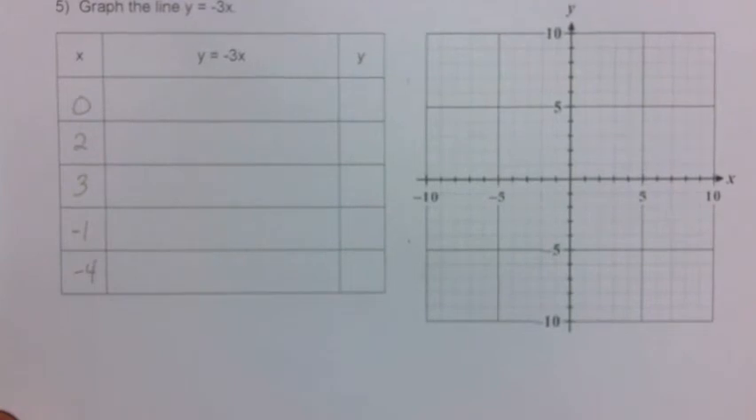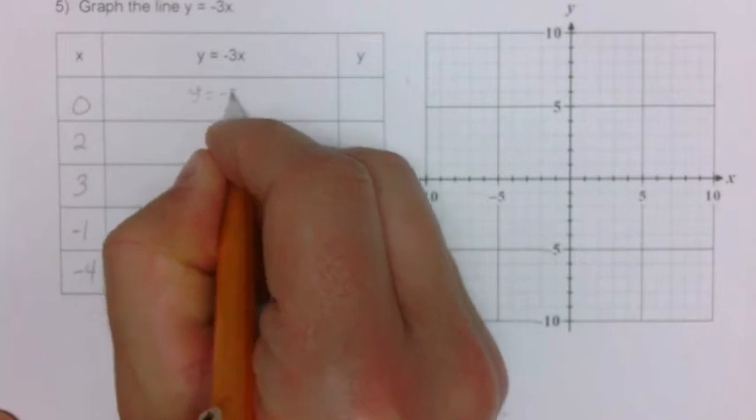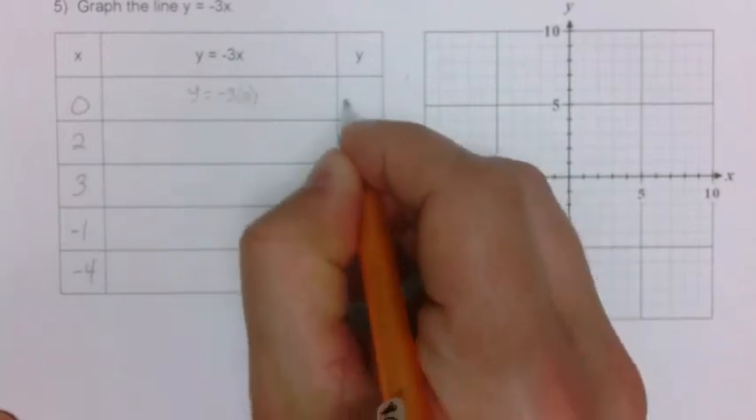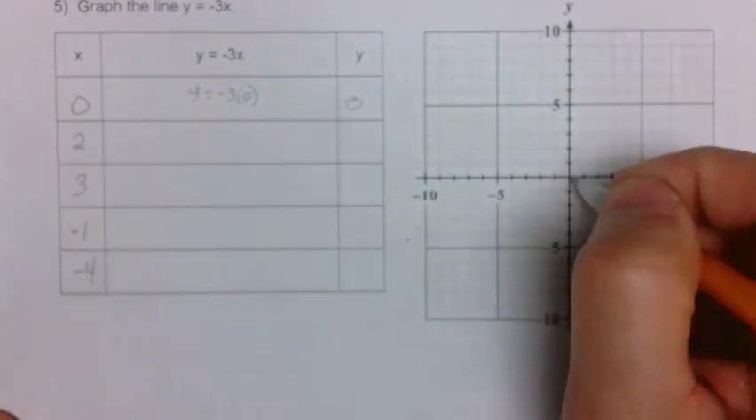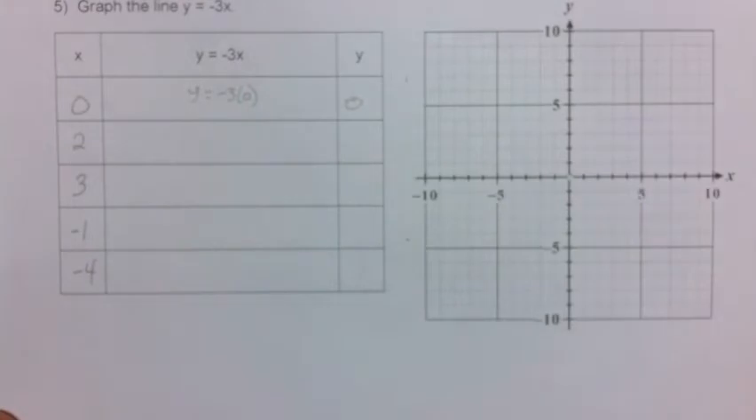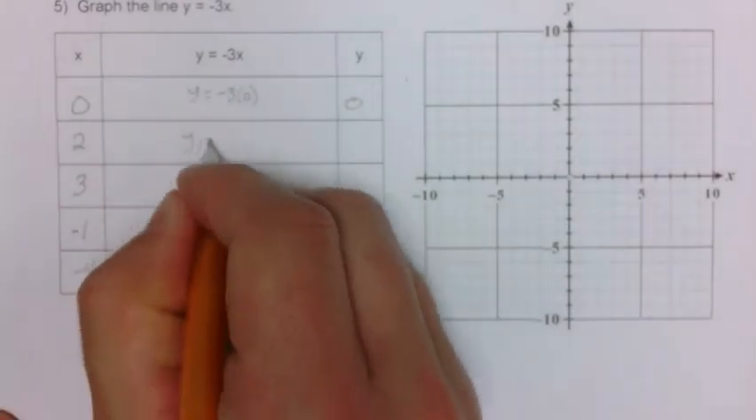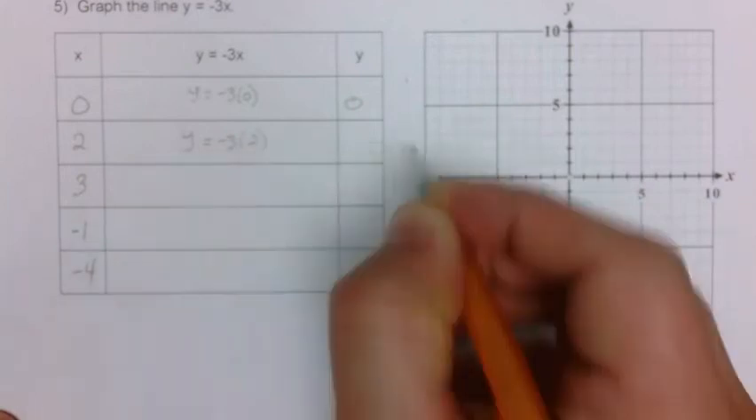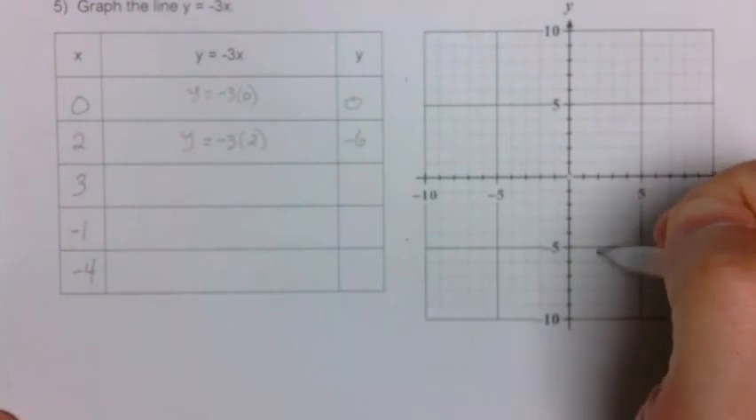Okay, so if I go ahead and substitute in now, y equals negative 3 times 0, which is just 0, 0 comma 0. Hey, that's the origin. My line is going to go through the origin, so this is going to be a proportional relationship. X equals 2. Y equals negative 3 times 2, which means it has to equal negative 6. 2 comma negative 6 is down here.